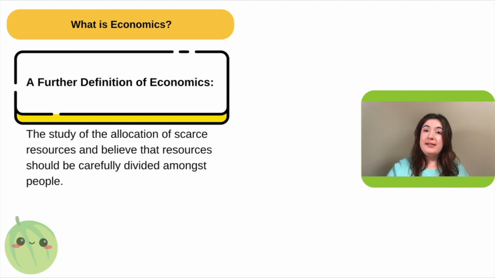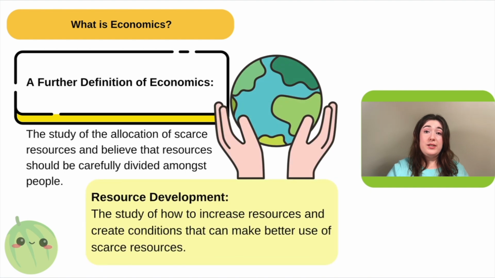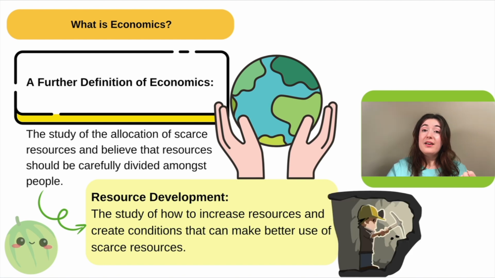And this has led to another study, and that study is called resource development. Resource development is looking at how we are going to be able to increase these kinds of resources, or at least provide that better condition or environment for us to actually be able to make use of those resources in a better manner. A great example here would be coal. If we're looking at coal, we know that coal is used to generate electricity, but it's limited in quantity. We don't have a lot of it. It's going to run out eventually because of it being such a sought after resource. And that makes it a scarce resource.